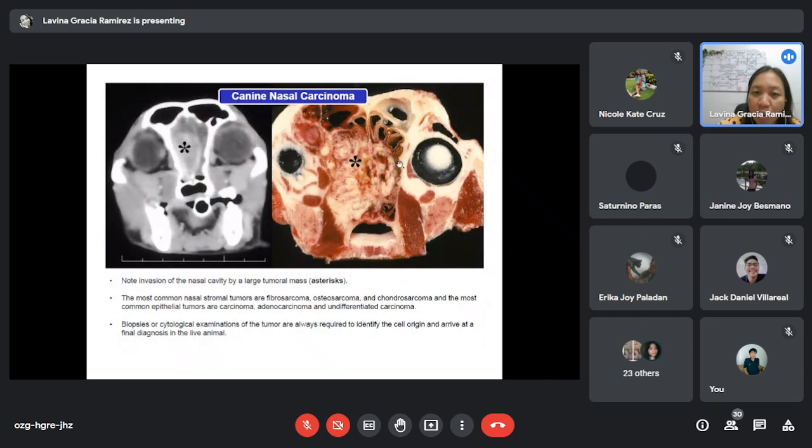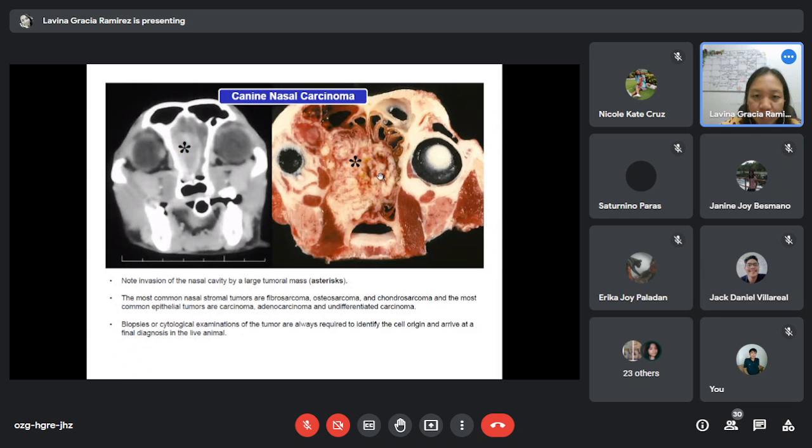The most common carcinomas in dogs are fibrosarcoma, osteosarcoma, or chondrosarcoma. Fibro means the fibrous connective tissue present in this part becomes disorganized and neoplastic. Same with osteosarcoma in the bone, where our bone cells are altered or neoplastic, and chondrosarcoma for the cartilage. Other than that, we have epithelial tumors like carcinoma, adenocarcinoma, and some undifferentiated carcinoma. Biopsies and cytological examinations are very much needed to identify the type of carcinoma.